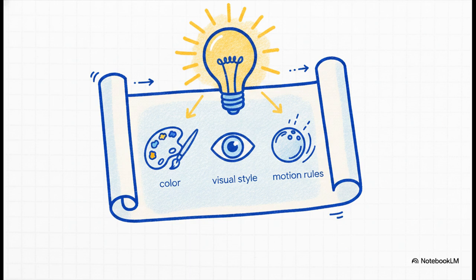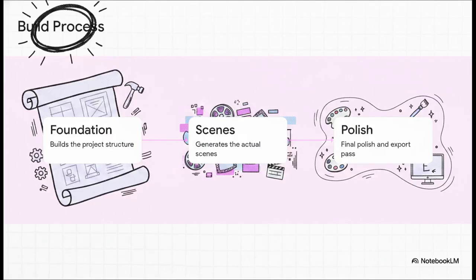The better your initial blueprint, the less the AI has to guess. With the blueprint set, we move to the build execution, which relies on a precise three-prompt process. Now, you might be wondering, why 3 prompts instead of just asking the AI to build the whole thing at once? Well, it comes down to how AI context windows work.